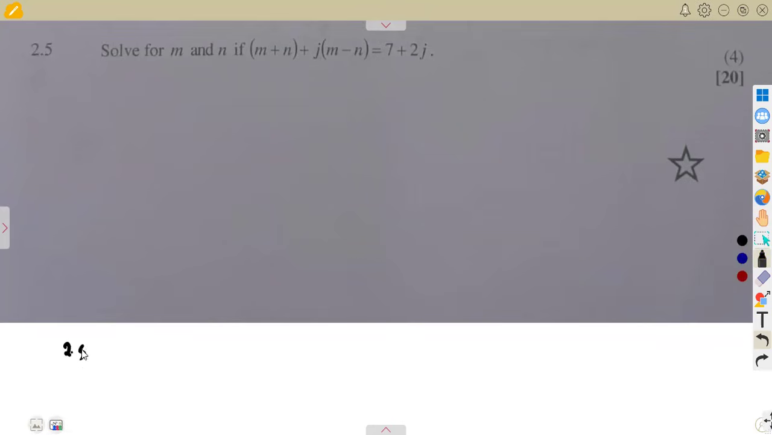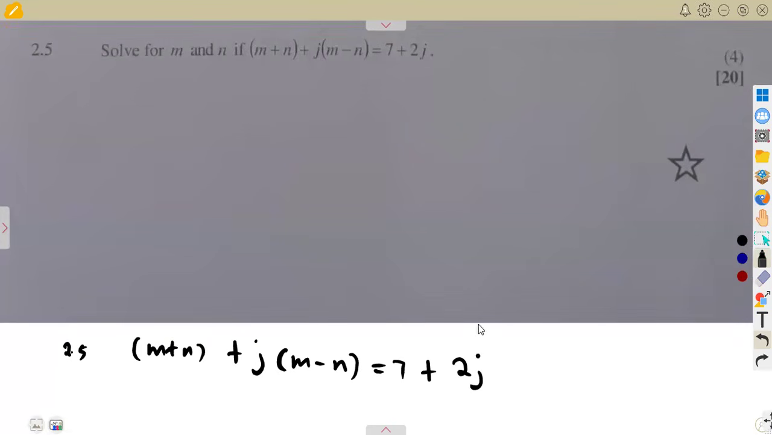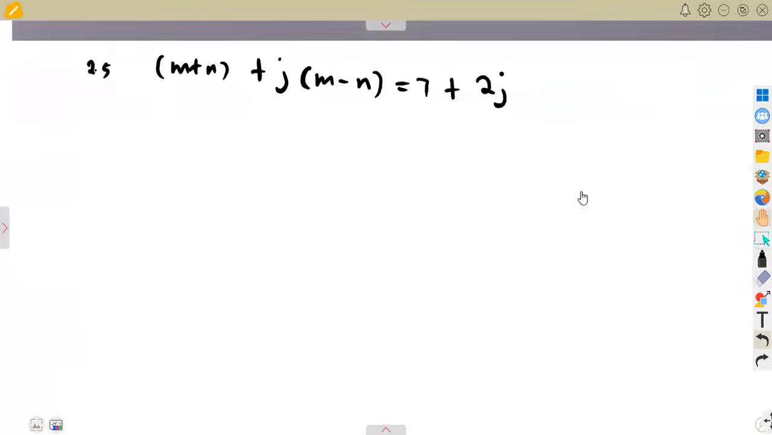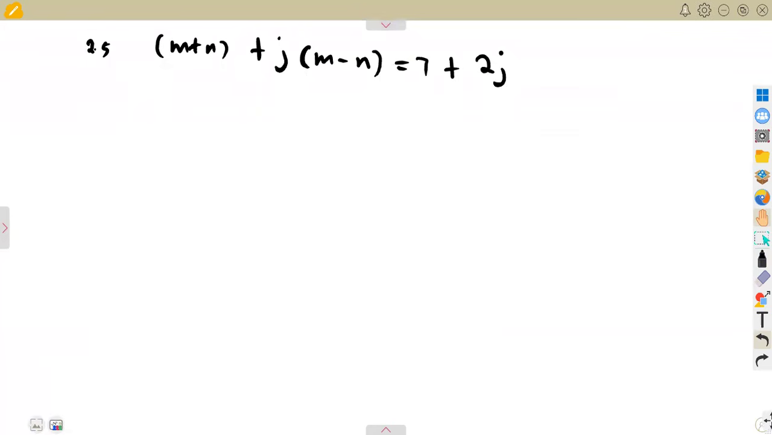We were given: solve for m and n from these two equations. That is 2.5. We are given m plus n plus j into m minus n is equal to 7 plus 2j. Solve, it means that's an equation. You must have the value of m and the value of n. So what was the idea of this question?